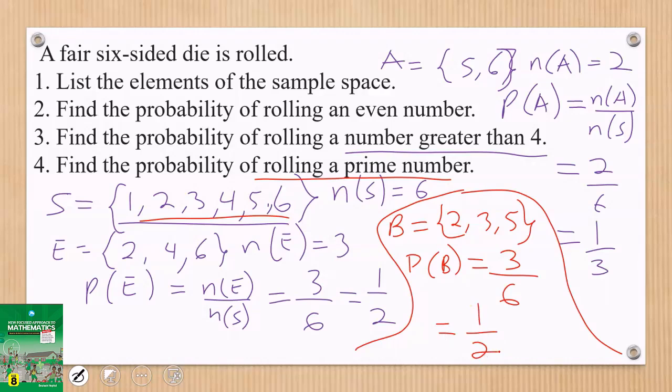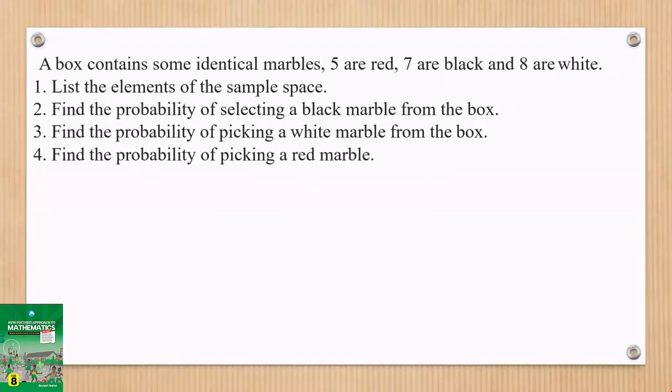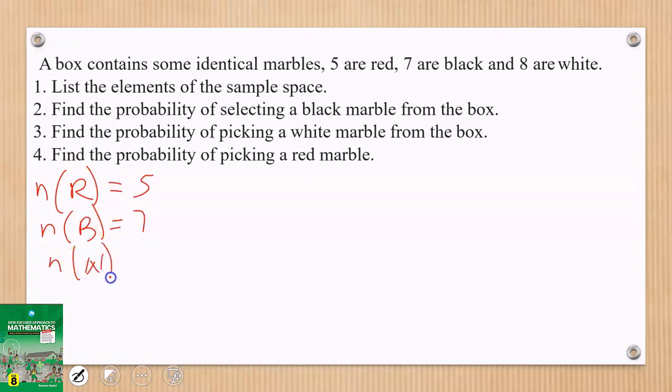Let's take another example. Here, a box contains some identical marbles. 5 are red, 7 are black, 8 are white. We want to list all the sample space. Okay, so you have to define each of the parameters used. So 5 are red. Let R be the red. Let B be the black, and black we have 7. And let W be the white, and they are 8. Now, what is the number of sample space here? If you add all these together, you have 20. So the number of sample space is 20.